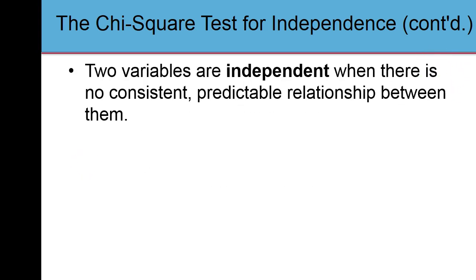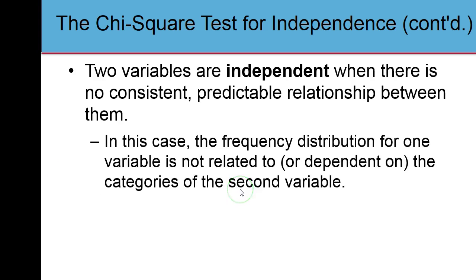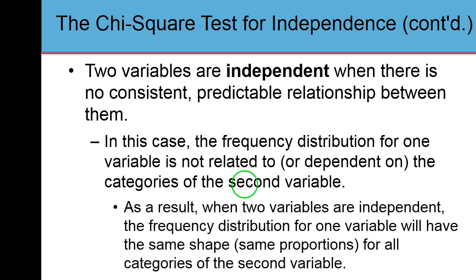Two variables are independent when there is no consistent, predictable relationship between them. In this case, the frequency distribution for one variable is not related to or dependent on categories of the second variable. As a result, when two variables are independent, the frequency distribution from one variable will have the same shape or the same proportions for all categories of the second variable.